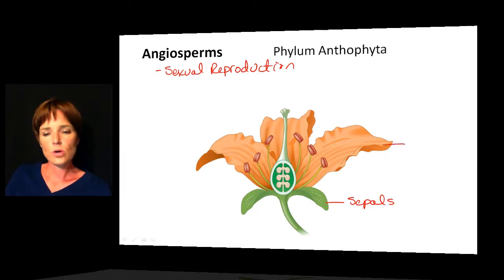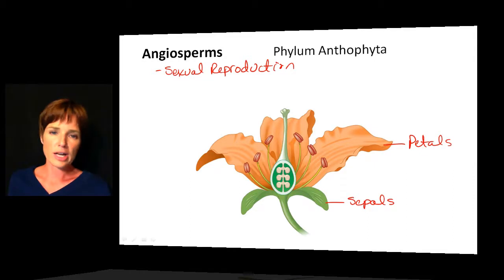The next whorl is going to be our petals. The petals are usually brightly colored. They are usually fairly flimsy, but brightly colored, and their main purpose is to attract the pollinator. So if we're looking at a hummingbird pollinator, then they tend to be red because hummingbirds like red. So they really are a close match between the pollinator for that particular plant. The petals and the sepals are the 2 modified leaves that don't really have anything themselves to do with the production of the egg or the sperm. They are really there to attract pollinators.